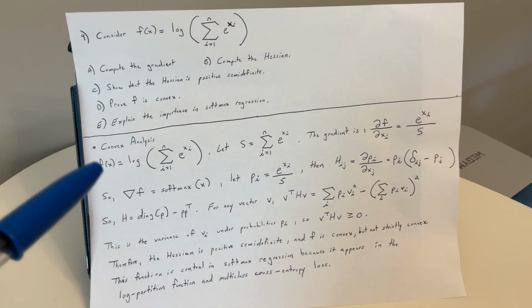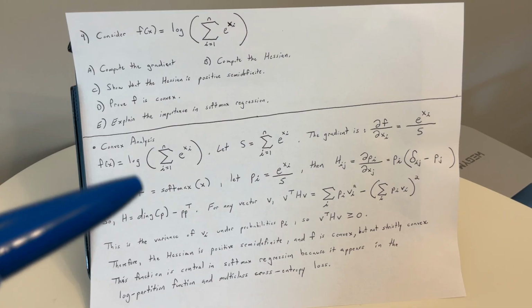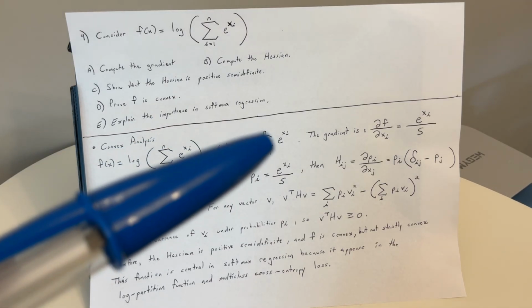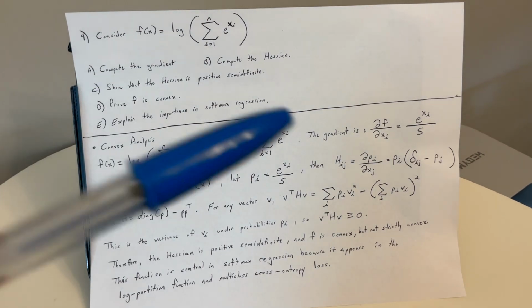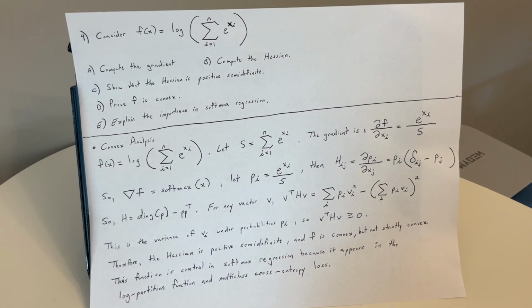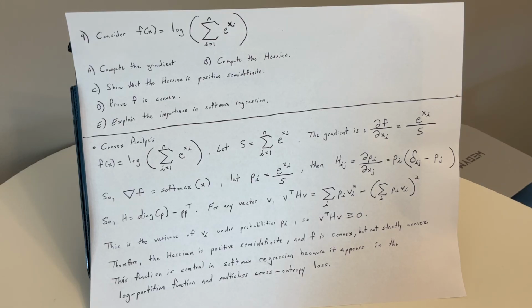So convex analysis, f of x equals this log here. So we have i equals 1 to n for that sum, e to the x of i. Let s equal this sum, i equals 1 to n, e to the x of i. So here, the gradient is the partial of f with respect to x of i, and that's going to equal e to the x of i over s. So this del f equals the softmax of x, and we're going to let p sub i equal e to the x of i over s.